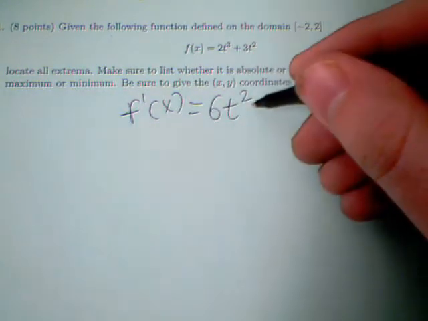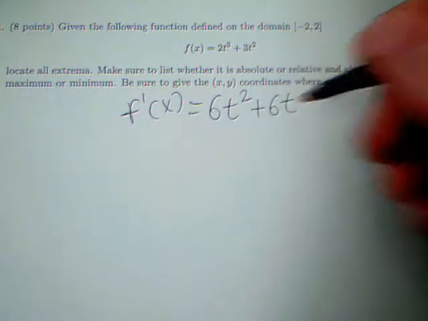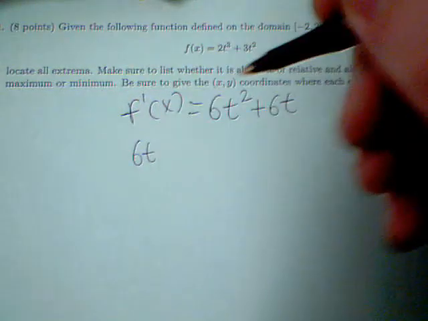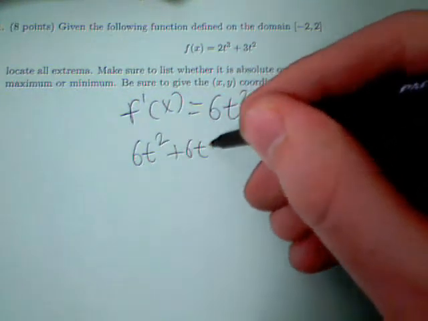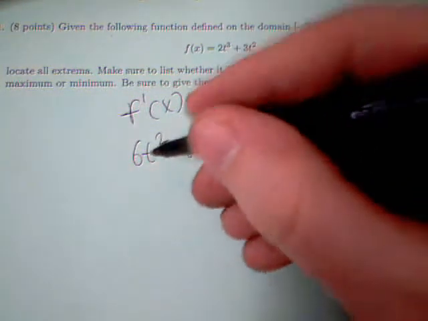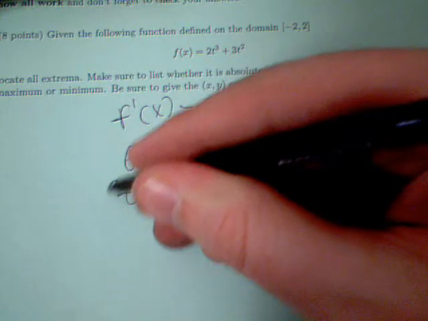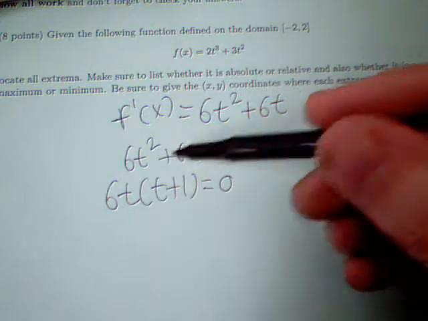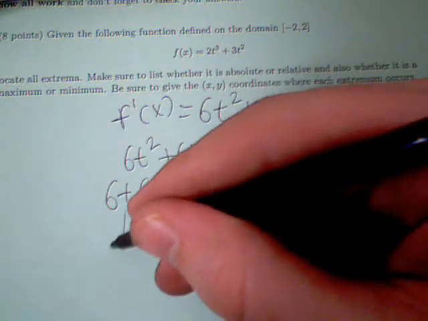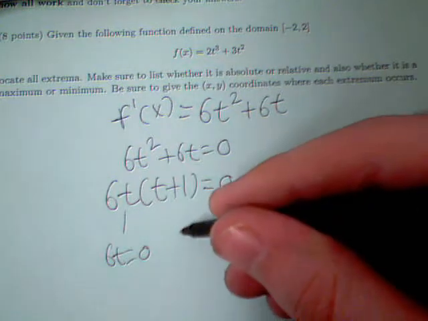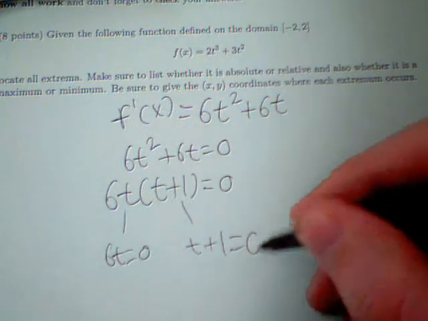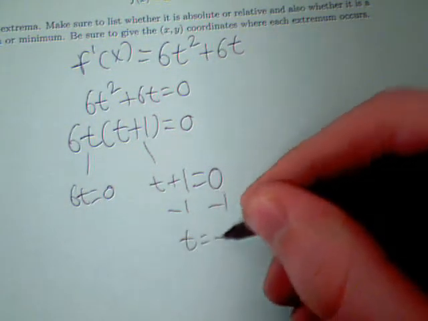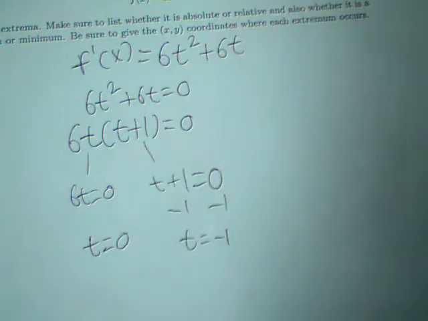So we get the derivative here is 6t squared plus 6t. Now what do we do with that derivative? Well, we're finding extrema. Good thing to do, set it equal to 0. And we want to solve that. My favorite way is factor out 6t. So you got 6t times (t plus 1) equals 0. That means either 6t equals 0 or t plus 1 equals 0. Solving this gives you t equals -1, and over here you get t equals 0.